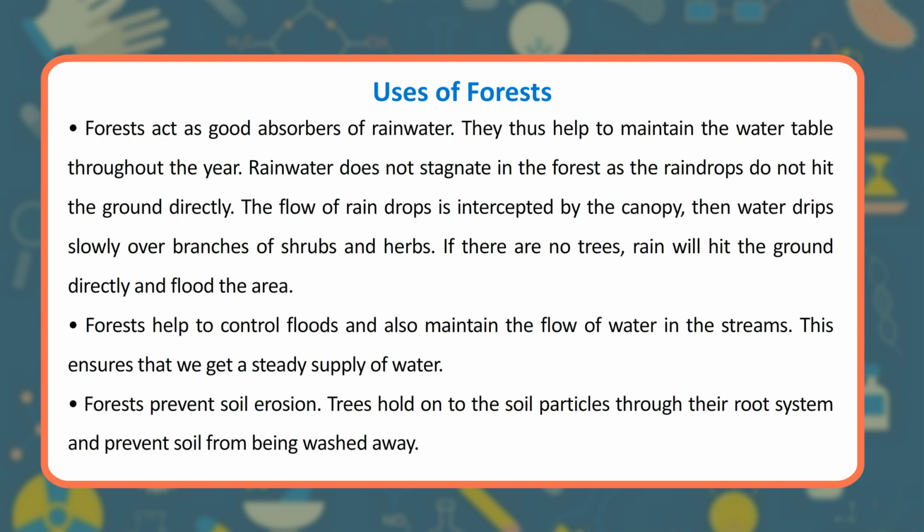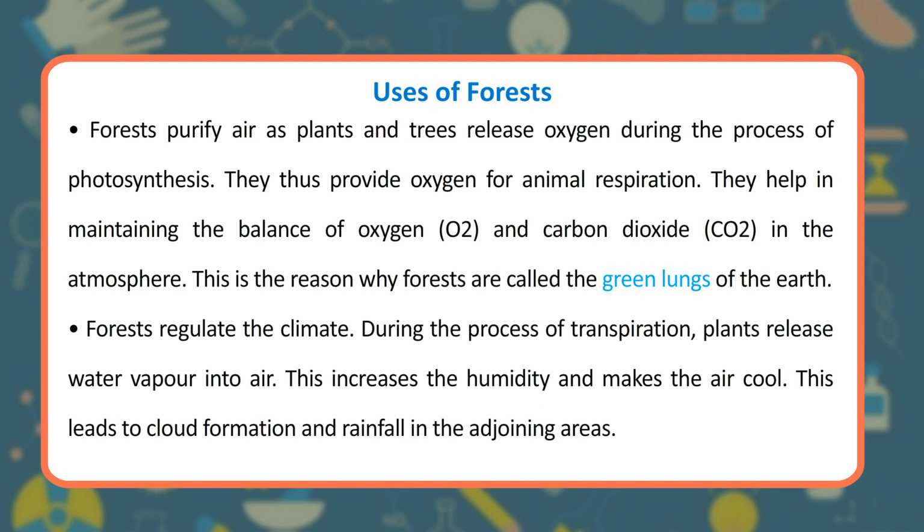Forests prevent soil erosion. Trees hold on to the soil particles through their root system and prevent soil from being washed away. Forests purify air as plants and trees release oxygen during the process of photosynthesis. They thus provide oxygen for animal respiration. They help in maintaining the balance of oxygen, O2, and carbon dioxide, CO2, in the atmosphere. This is the reason why forests are called the green lungs of the earth.